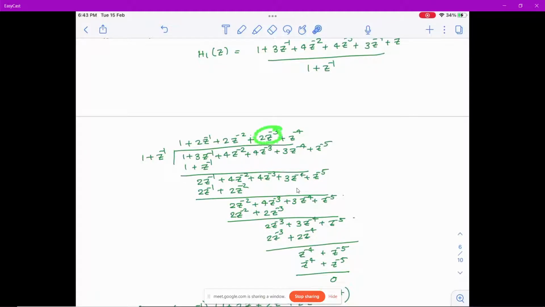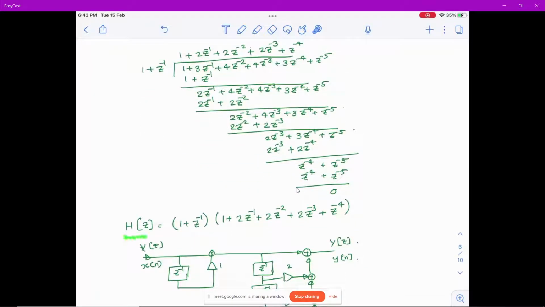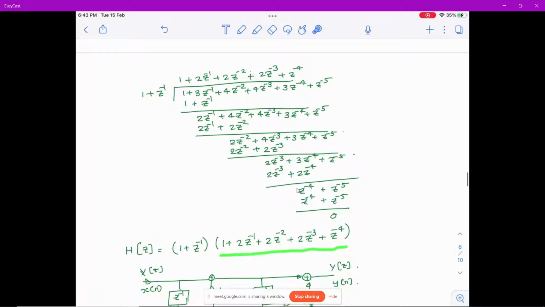So if you multiply by 2 z raised to minus 3, the 2 z raised to minus 3 will come here, it will get subtracted, it will become 0. But 2 z raised to minus 3 will also get multiplied by z raised to minus 1, so it will become 2 z raised to minus 4. And it goes on. So you can see that the remainder will become 0 at the end. So you can write h of z as 1 plus z raised to minus 1 multiplied by 1 plus 2 z raised to minus 2 plus 2 z raised to minus 3, which is the quotient of this division. If you want, you can still find out what can be a factor of this. I think minus 1 will again come here for this matter.